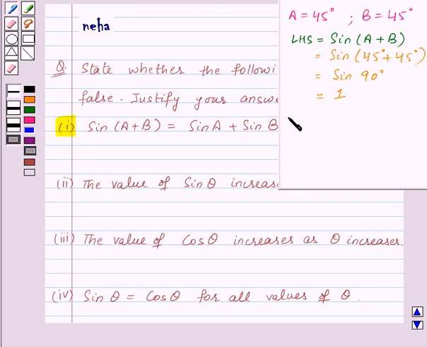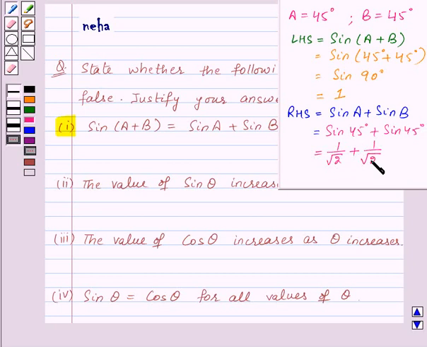Now let's take RHS. Here RHS is sine A plus sine B. So substituting the values of A and B, we will get sine 45 degrees plus sine 45 degrees. Now sine 45 degrees is 1 upon root 2. So this will be plus 1 upon root 2, which is equal to 2 upon root 2. That will again be equal to root 2.